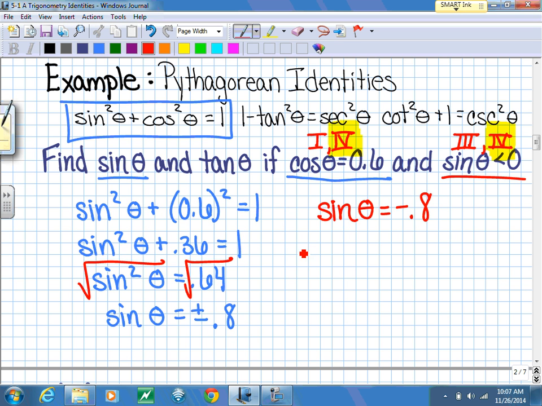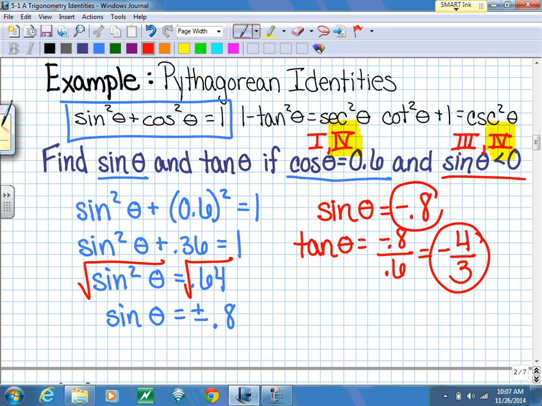This is going to help me now find my tangent. Since the tangent of theta is sine over cosine, I've got my sine value, which is negative 0.8, divided by the cosine, which is positive 0.6. Once I work this out, I end up with negative 4/3. And when I think about being down there in the fourth quadrant, having it be negative 4/3 is a good thing, because our tangents are negative in the fourth quadrant. So this is just an example of how we can use the Pythagorean identity to help us solve a problem.